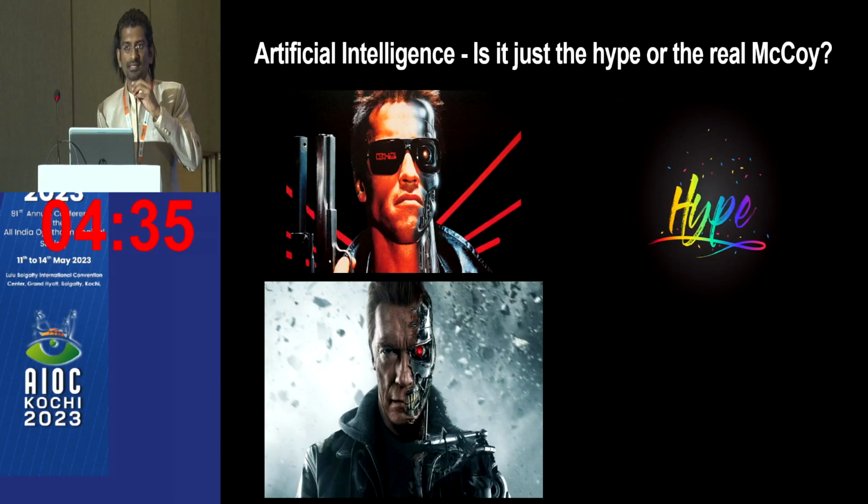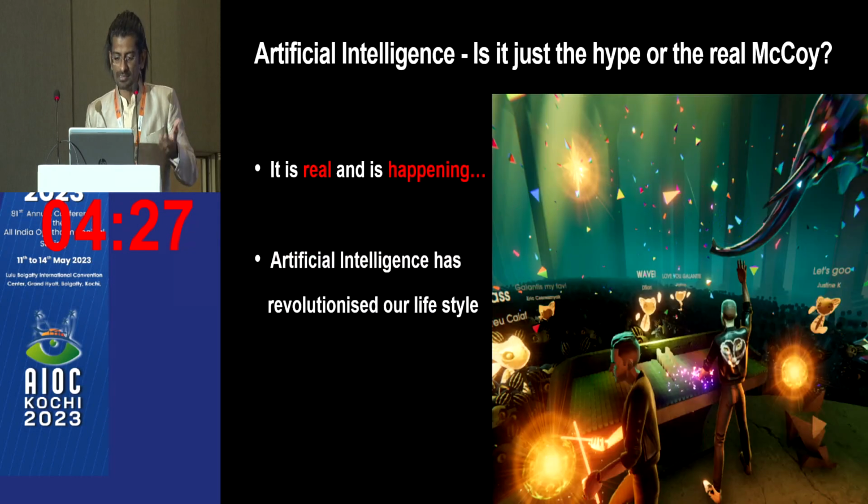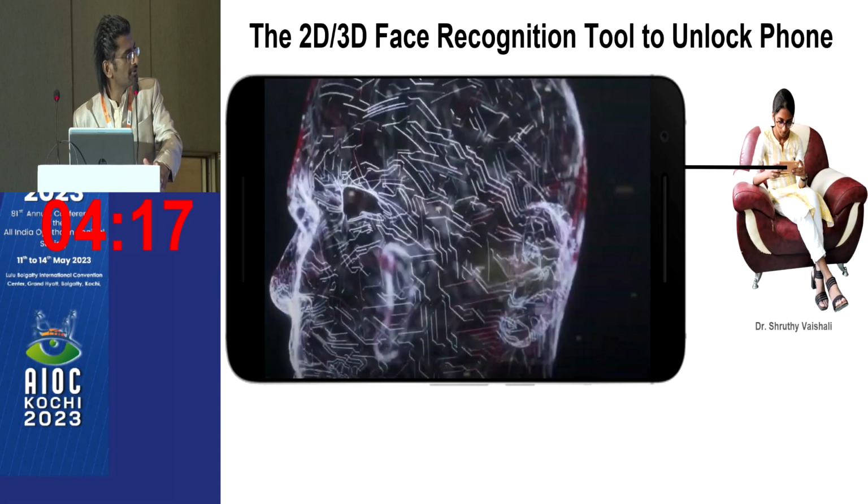When we started, people talking about AI, it was so fascinating. It started from the James Cameron movie Terminator. Is it something that is real or hype? Is it something that people just talk about, AI, AI? Is it something that is real? Yes, my dear friends, it is real and happening, and it has revolutionized our lifestyle. So let us see this video.